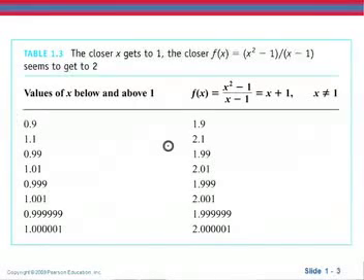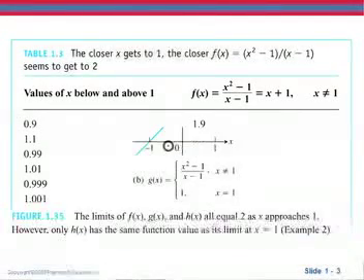If we looked at points very close to 1, you can see here they start with 0.9 and 1.1, which are each 1/10 away from 1. And as they get closer and closer to 1, as you go towards the bottom of this table, the f of x values get closer and closer to 2. And this is the idea behind a limit.